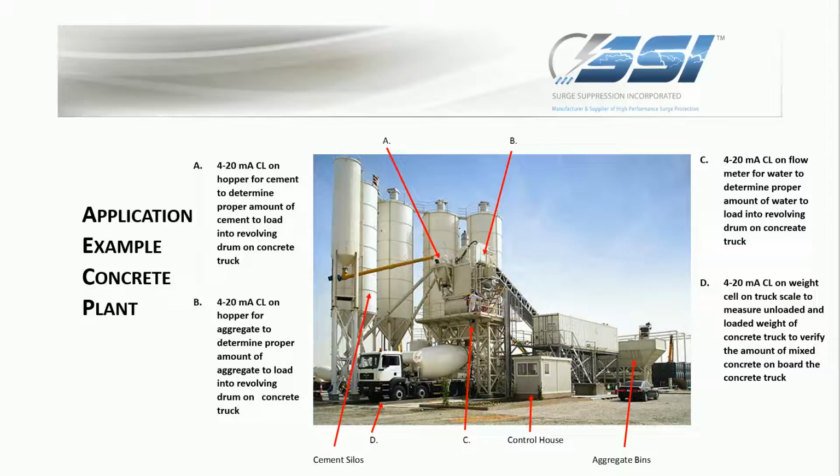As the loads of cement and aggregate are transferred into the concrete truck revolving drum, water is added and monitored with a flow meter on the water line.